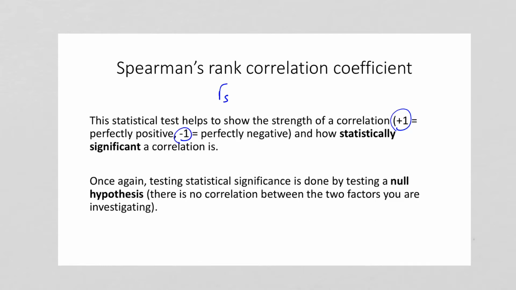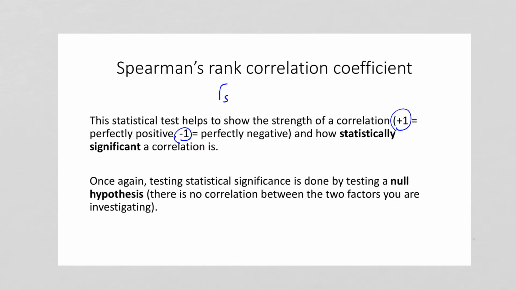So if you have a value for RS above 0, that's going to be a positive correlation. Below 0, so a negative number, that's going to be a negative correlation. And the closer those values are to either +1 or -1, the stronger they're going to be. You can also do a statistical test using the RS value to look for whether or not the results are statistically significant, and we'll have a look at how to do that in a minute.